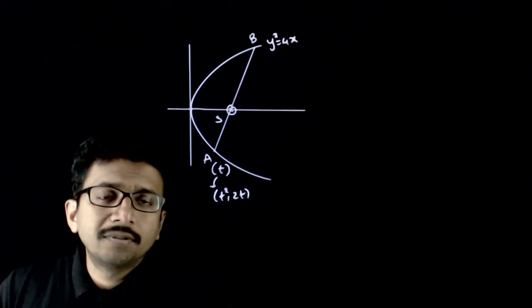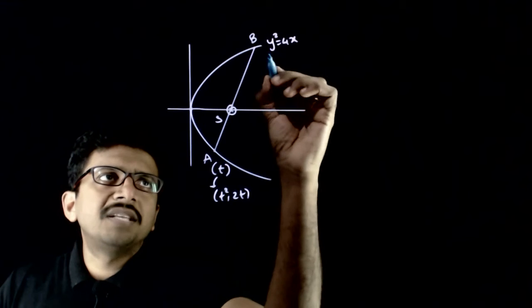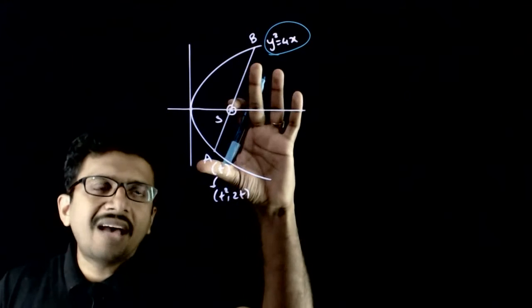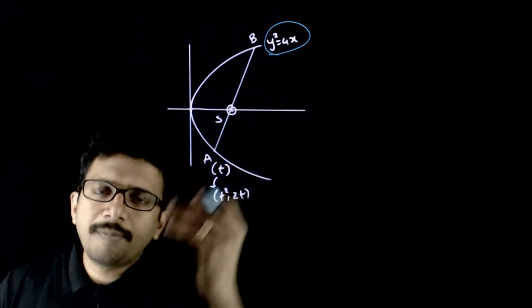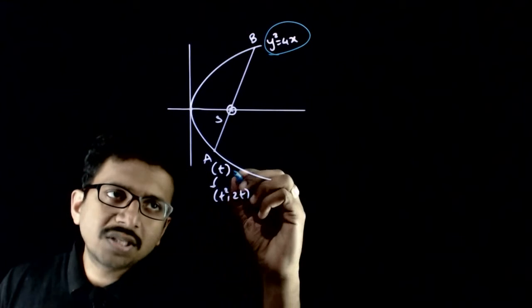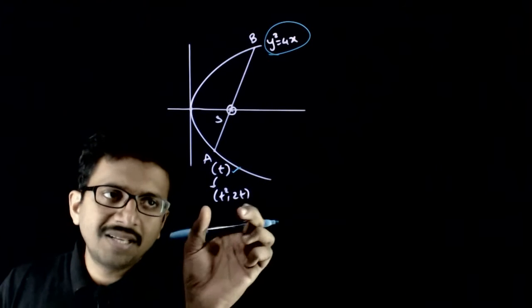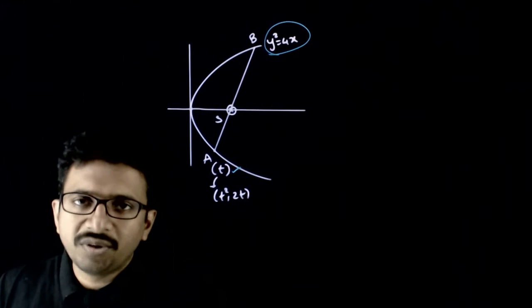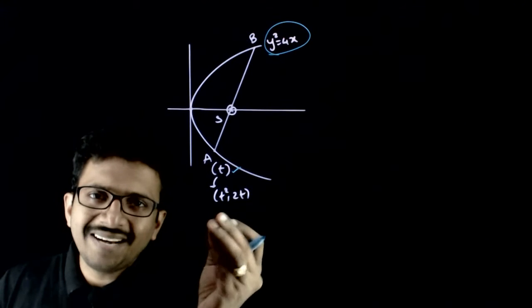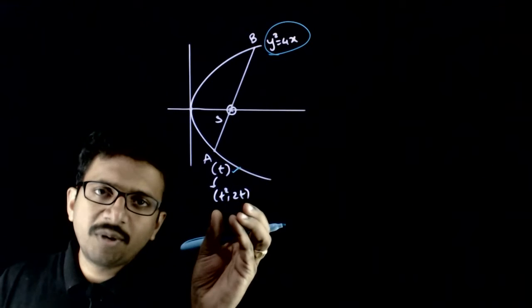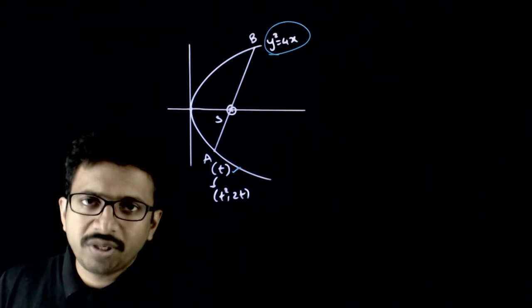So welcome students. In this question you're given a parabola y square is equal to 4x, and you're given that you have a focal chord, that is a chord passing through the focus, whose one end has a parameter t, that is the point is t square comma 2t. Usually the point is at square comma 2at. For this parabola a is equal to 1, hence this point becomes t square comma 2t.